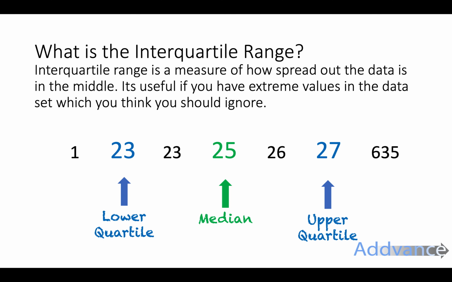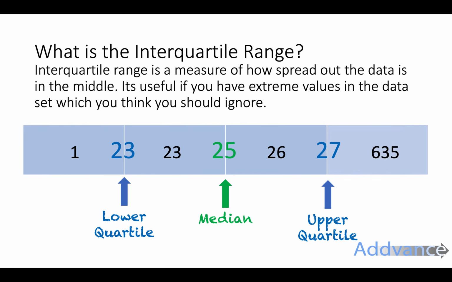So the interquartile range finds the quarter positions. That's the first quarter, the halfway, and the 3 quarters. You can see I've split it into quarters here, and you see this is the quarter position, the halfway position, and the 3 quarters position. This is the lower quartile, this is the median, and this is the upper quartile. Okay?